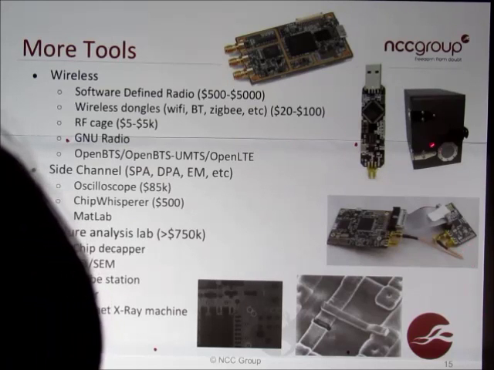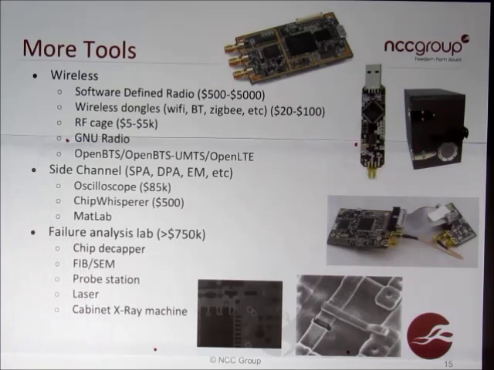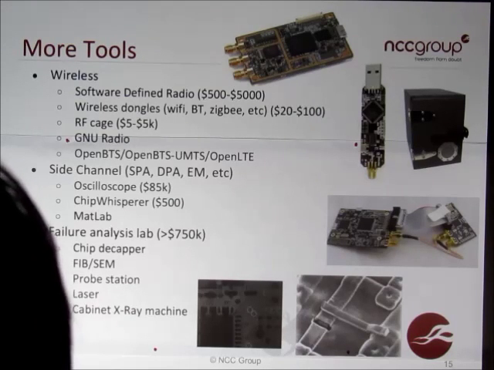These boxes here are like $2,000. At Ritten, we had whole rooms which were lined with metal, and people would just do all the testing in those rooms. But if you're cheap, just wrap it in tin foil. That works too. GNU Radio is a really useful software package for doing radio testing, and you can implement all sorts of radio protocols there, and there's loads and loads of stuff online for that. OpenBTS and OpenLD, these are cell phone tower packages I mentioned.